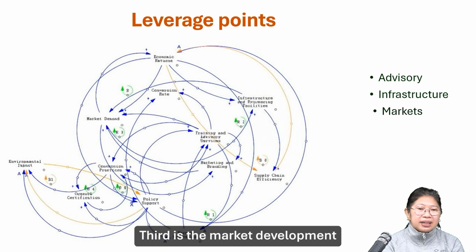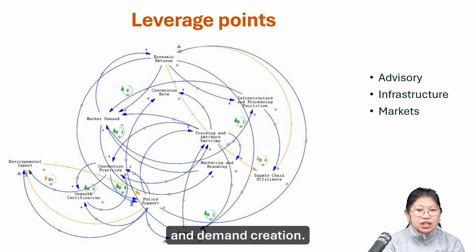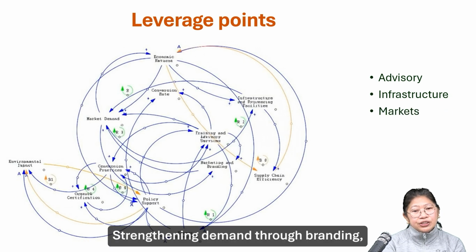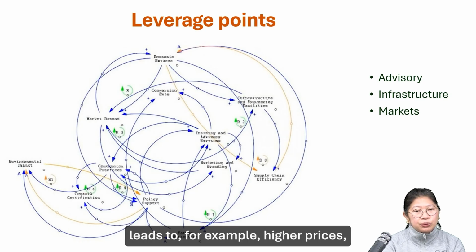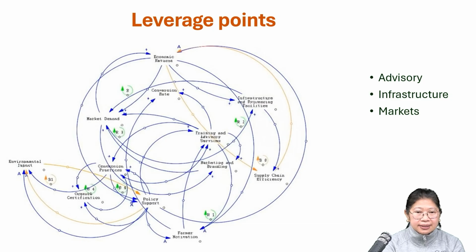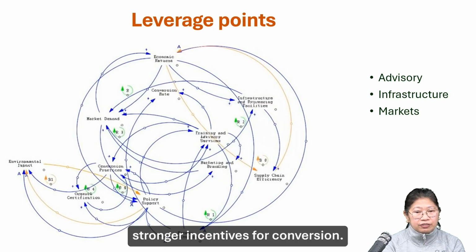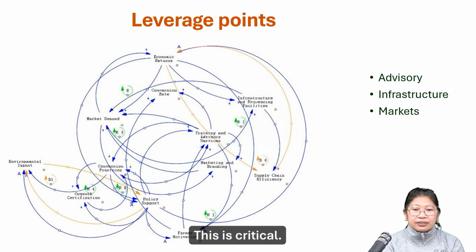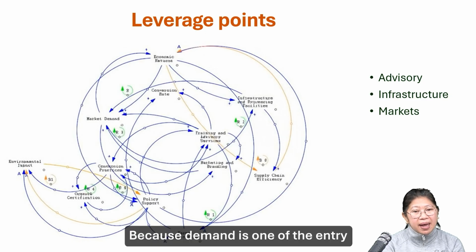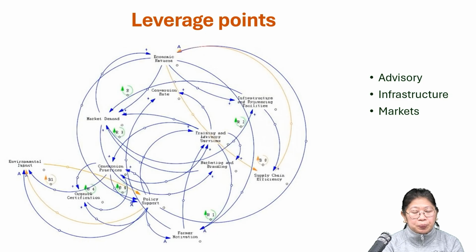Third is the market development and demand creation. Strengthening demand through branding, consumer awareness, retail strategies leads to, for example, higher prices, more stable returns, stronger incentives for conversion. This is critical. Why? Because demand is one of the entry points into the reinforcing loop.